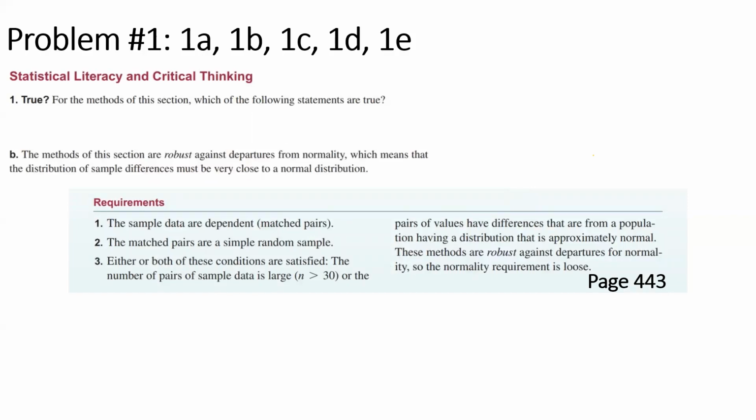Okay, so 1B. The methods of this section are robust against departures from normality, which means that the distribution of sample differences must be very close to a normal distribution. For this, the answer is false, and that is because, wait, it is false, right? It is false.